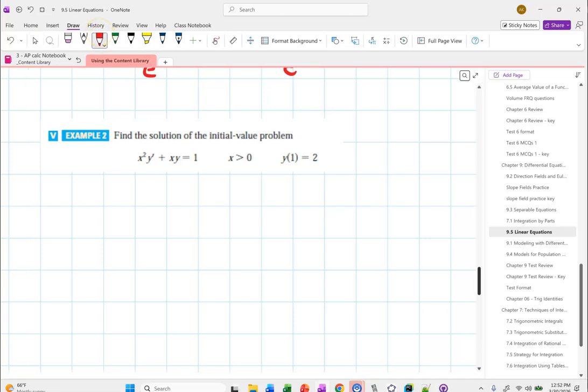Here it says find the solution of the initial value problem. So when it says an initial value problem, what it means is we're given this, and we're just going to be needing that to find C. So the first thing I want to check is to see if this is separable, because if it's separable, that's what I want to do. I don't want to do an integrating factor if it's not separable, because it won't work.